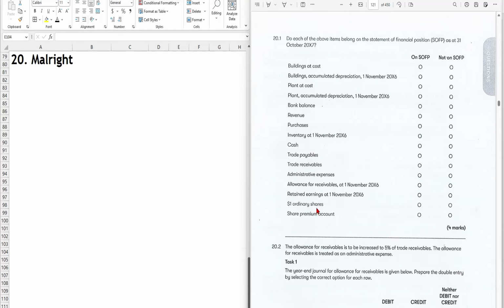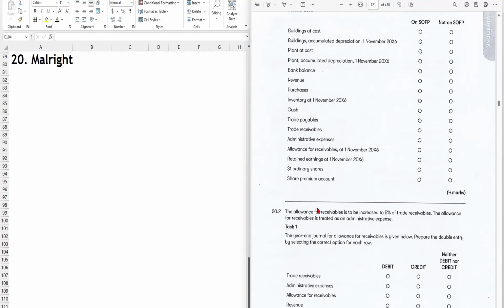Ordinary share capital is share capital, so it will appear in the SOFP in the equity section, and the share premium account will again appear in the equity section. So these are the figures which will appear in the SOFP. A simple trick is that income and expenses go towards the P&L, while ALE, that is asset, liability and equity, will appear in the SOFP. And opening balances will not appear in the SOFP; instead, closing balances will be available.